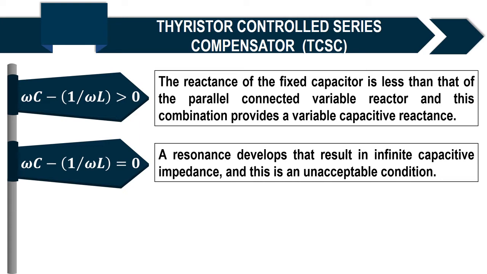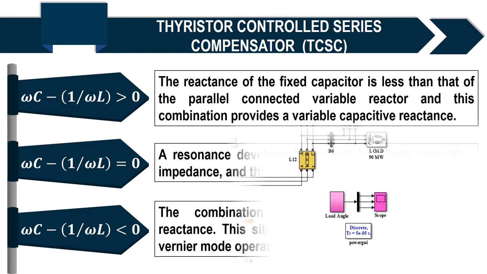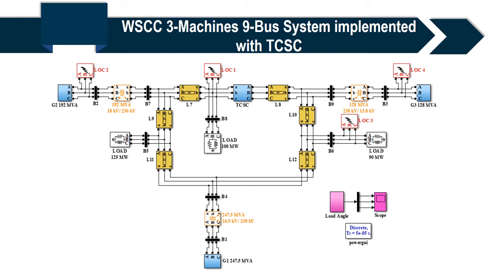And the third condition is if omega C minus 1 upon omega L is less than 0, then the combination provides a variable inductive reactance. So we can say that it basically works in two modes. One is the capacitive mode, the other is the inductive mode. And normally we operate the TCSC in the capacitive mode. Now this is the WSCC 3 machine 9 bus system which we have discussed earlier, and in this we have implemented a TCSC in the middle of this transmission line.